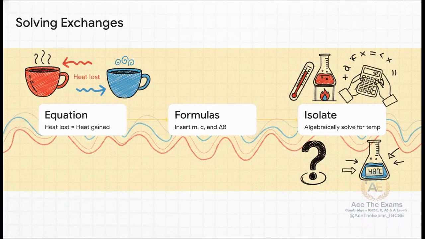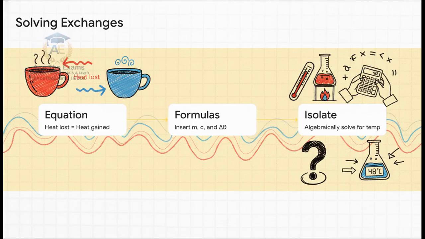Step 1, we simply set up our word equation. Heat energy lost by the hot water equals heat energy gained by the cold water. Step 2, we drop in our specific heat capacity formula. Remember, mc delta theta on both sides. On the left side, for the hot water, the temperature change is 95 minus our unknown final temperature. On the right side, for the cold water, the change is our unknown final temperature minus 20. And because they are both water, that specific heat capacity variable c, the 4200, is the exact same on both sides. Step 3, now it just becomes basic algebra.